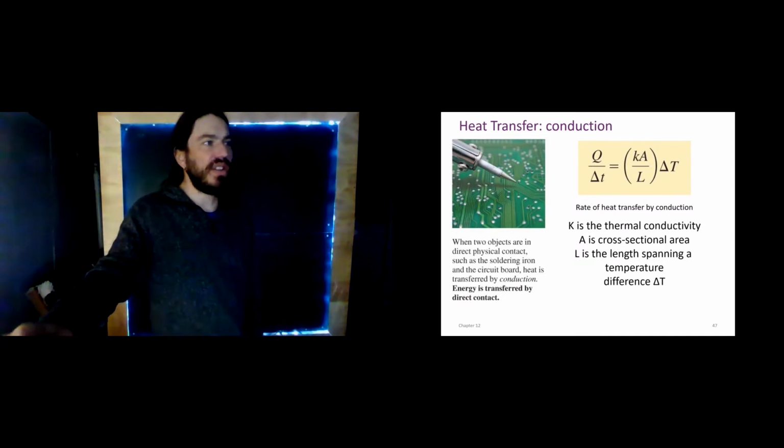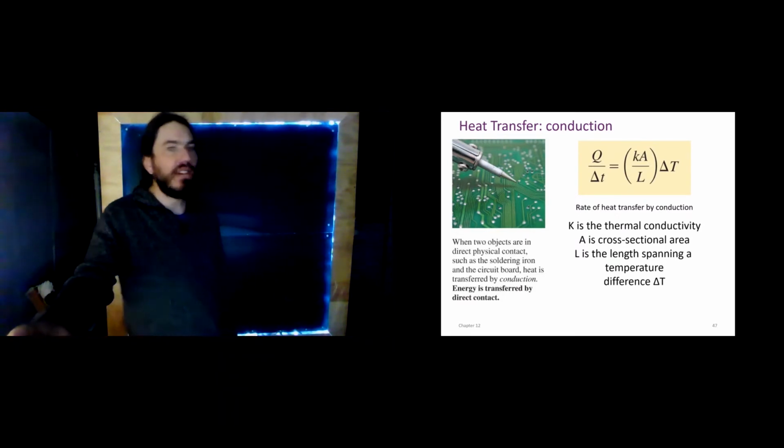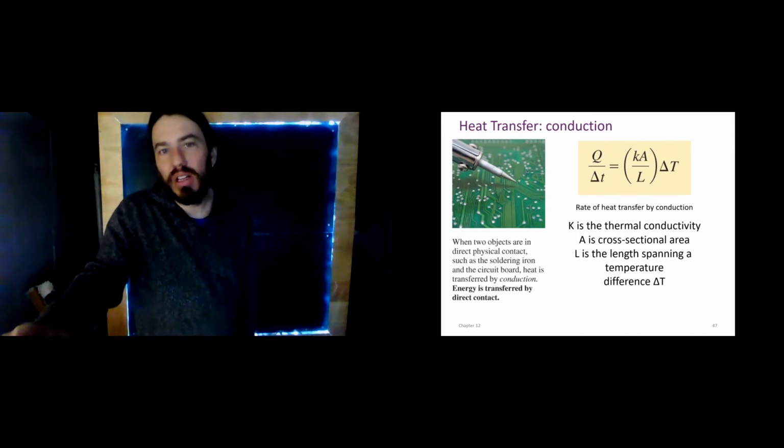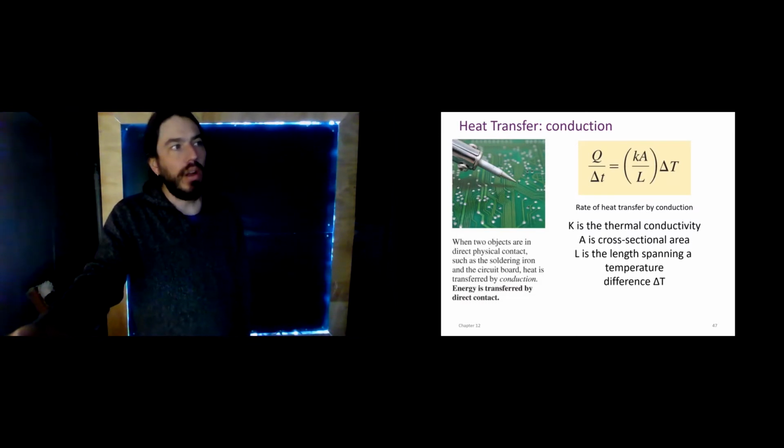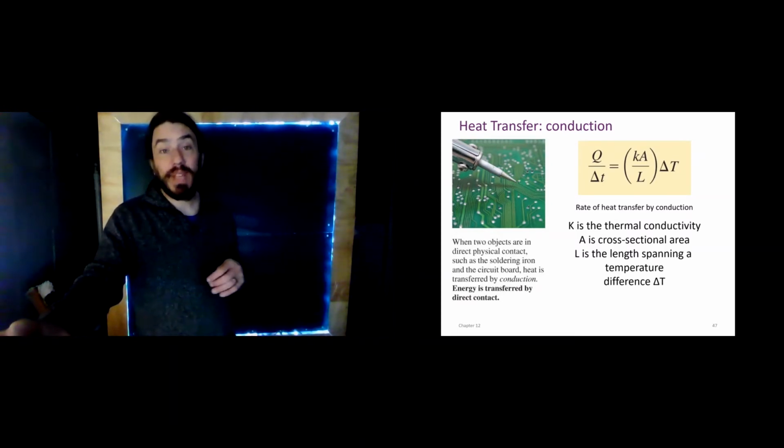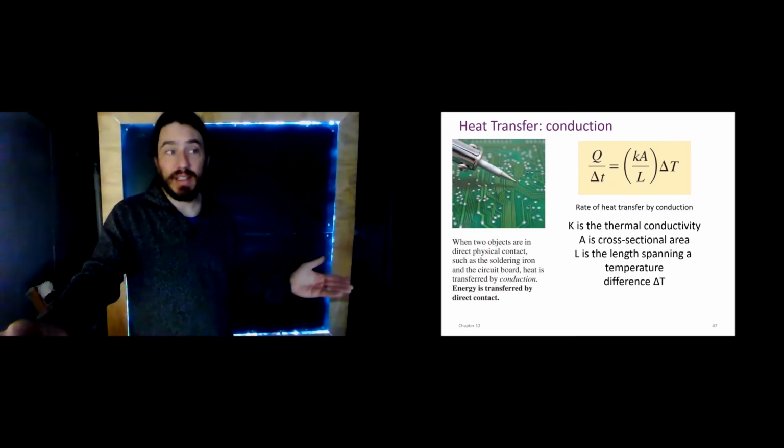Okay, so here's another good example, soldering, right? This is a soldering iron. The hot tip of the soldering iron has to be touching the solder. Once it's touching the solder, heat quickly flows from the soldering iron into the solder, melting the solder. So, when two objects are in physical contact and the heat is transferred between them, that is conduction.